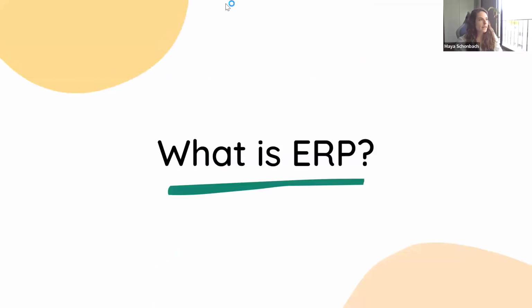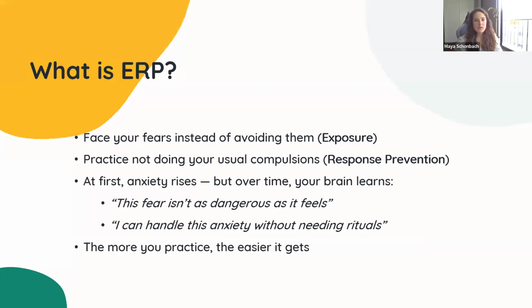And that's really what exposure and response prevention, or ERP, helps you practice. Okay, so what is ERP? ERP stands for exposure and response prevention. And very simply, it's about facing your fears instead of avoiding them. That's the exposure part. And then the response prevention is that while you face your fears, you don't do the compulsions that you usually rely on in order to feel better.